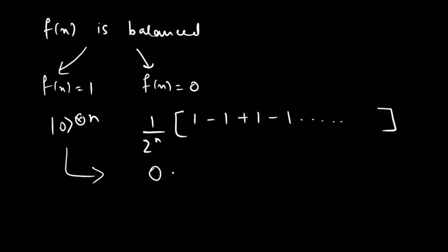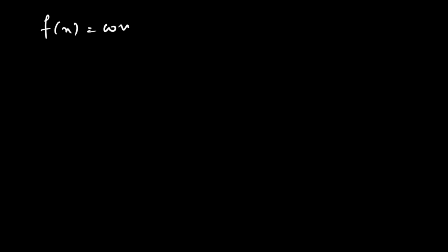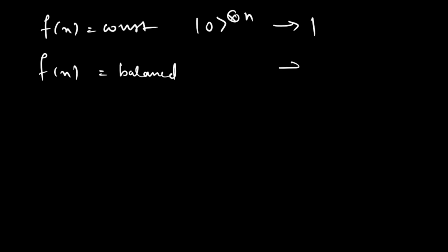Now we know probability is the square of the amplitude, which implies if f of x is constant, the probability of getting the 0 tensor product n state is 1, and if f of x is balanced, the probability of getting this state is 0. That means that if our function is constant, there is a 100% probability of getting the state after a measurement, and if the function is balanced, there is a 0% probability of getting this state. That means the state doesn't exist.